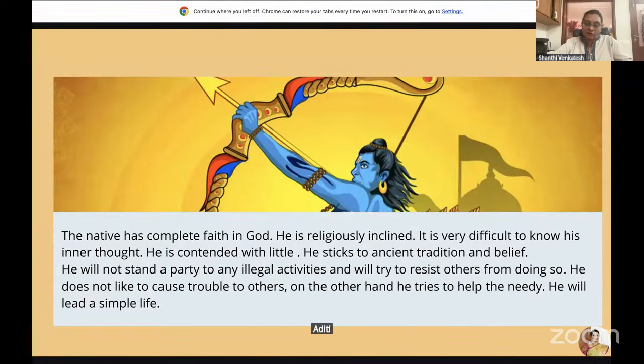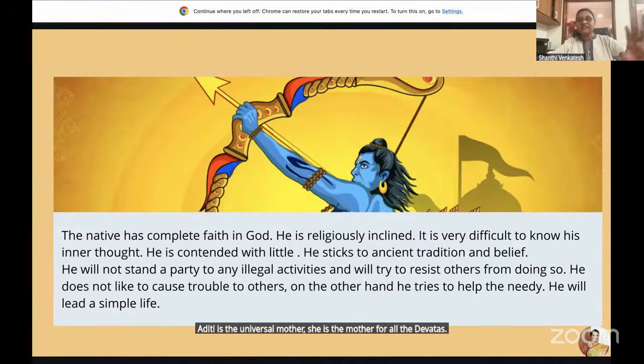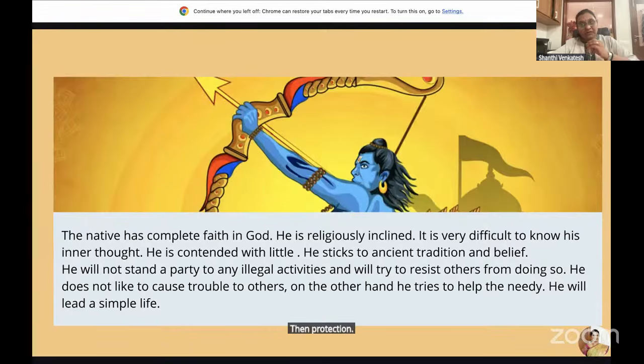Aditi is the universal mother. She is the mother for all the devatas. And she is the deity for Punarvasu Nakshatra. So Aditi itself represents qualities like caring, nourishment, then protection. So those will be the characteristics of Punarvasu Nakshatra people also.